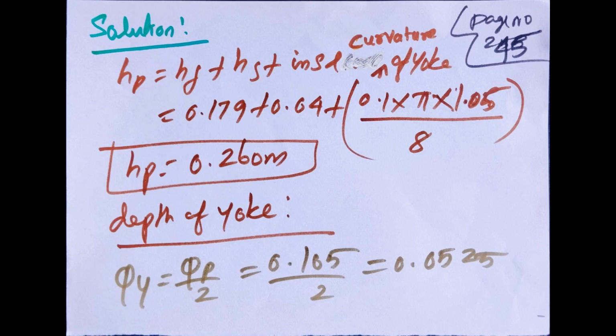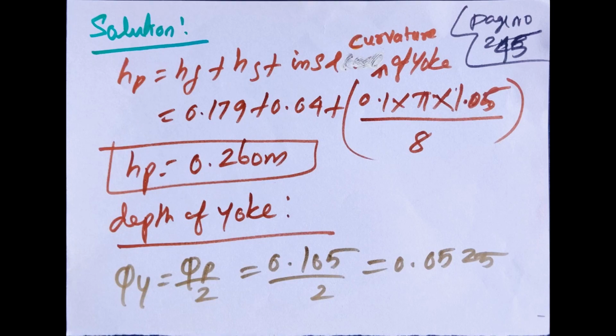Solution: height of the pole is equal to Hf plus Hs plus insulation and curvature of yoke. Hp is equal to Hf value 0.179, Hs value 0.004, and insulation curvature of yoke is 0.1 into pi D by P. We obtain Hp by putting the required values in the above formula. We obtain Hp is equal to 0.260 meter.